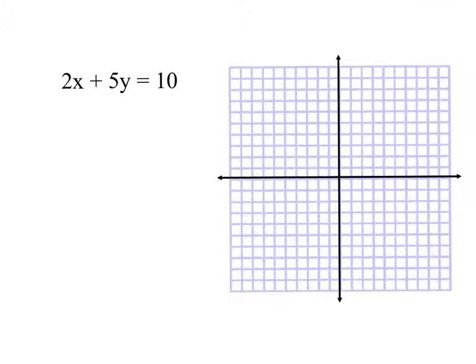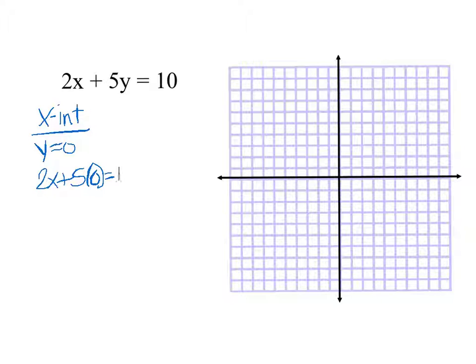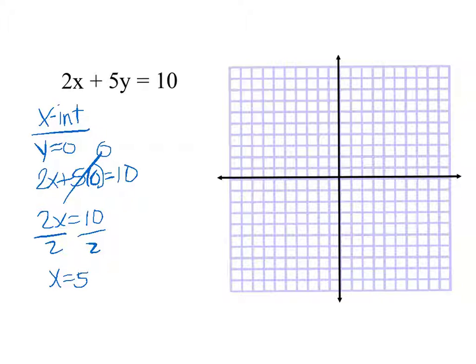Alright, we have one more and then we're done. Here, I'll start again, my x-intercept. Okay, remind me again, x-intercept, what's so special? We have y equals 0. So if y equals 0, 5 times 0 is 0, 2x equals 10. Divide by 2 on both sides, x equals 5. So I find that 1, 2, 3, 4, 5.